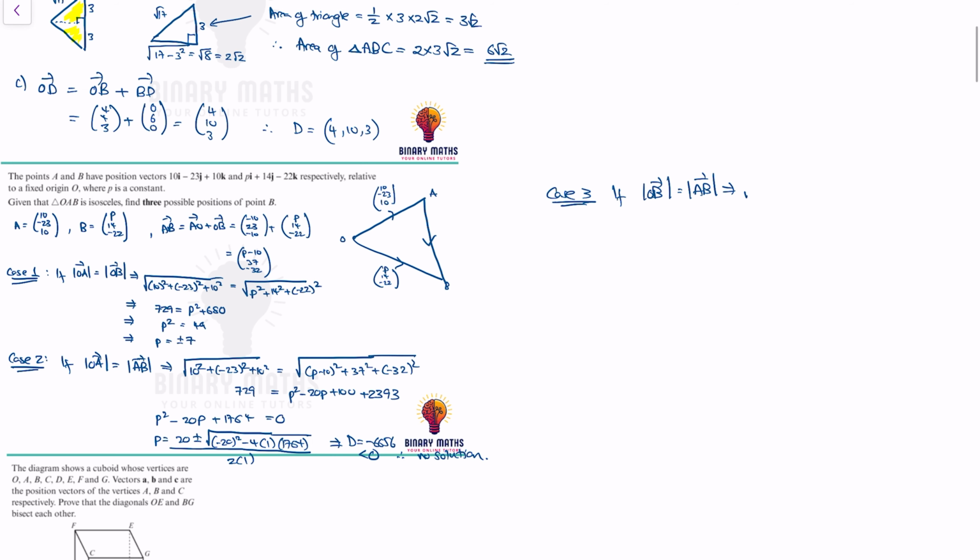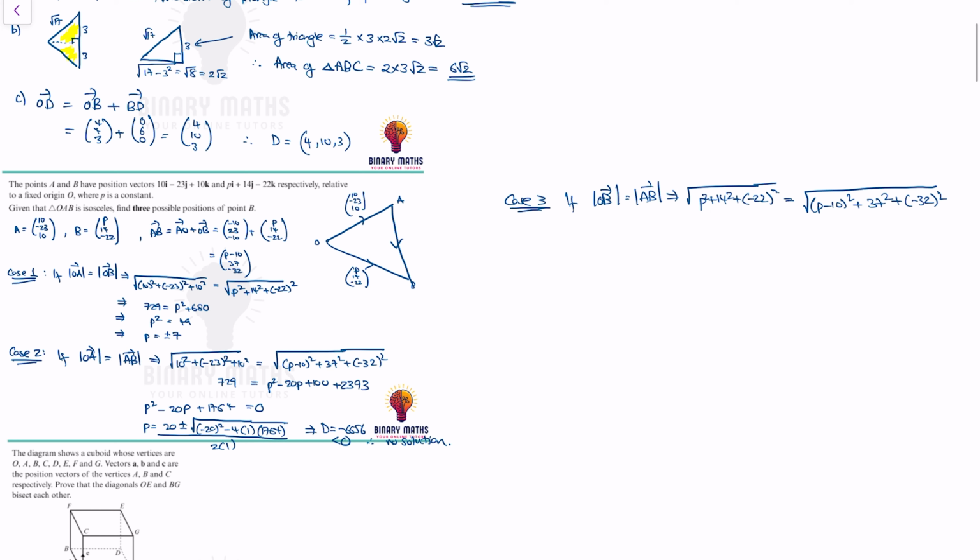So case 3 is if OB is equal to AB, which implies that OB is the square root of P squared plus 14 squared plus minus 22 squared is equal to, put the square in the wrong place, is equal to the square root of P minus 10 squared plus 37 squared plus minus 32 squared.